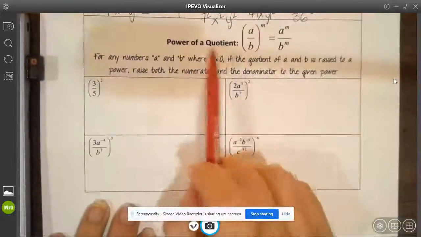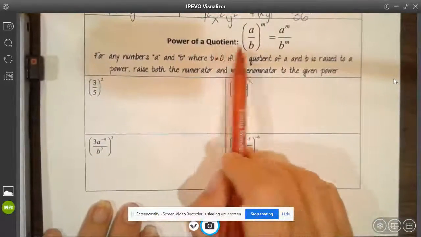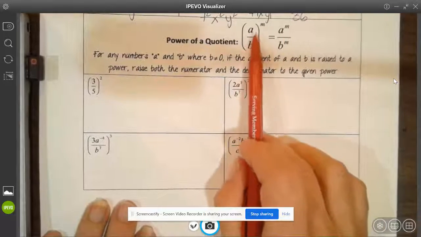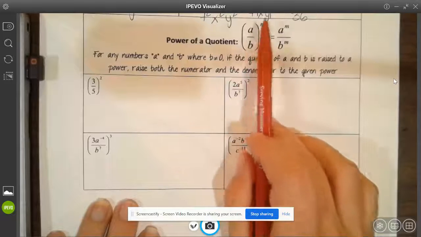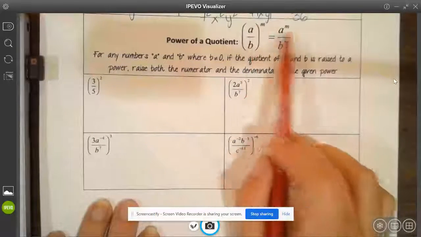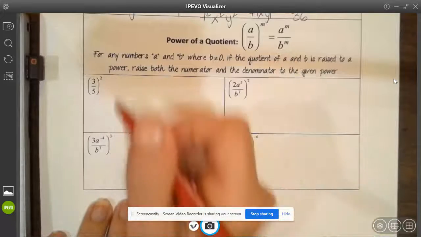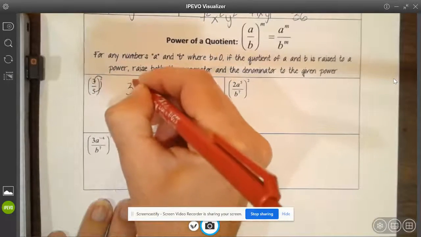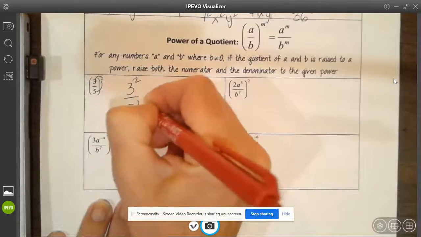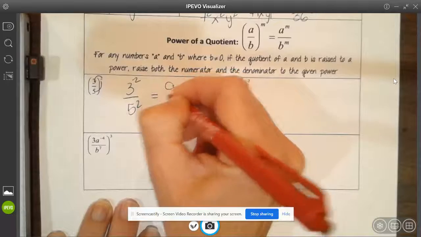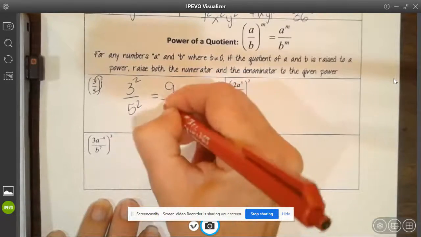Power of a quotient. Quotient means division. So what happens here is that if a fraction is being raised to a power, each of the numbers gets the power. Notice that the exponent went to a and b. So this one goes here and that one goes there. That means 3 to the second power and 5 to the second power, which is the same thing as 3 times 3, which is 9, and 5 times 5, which is 25.